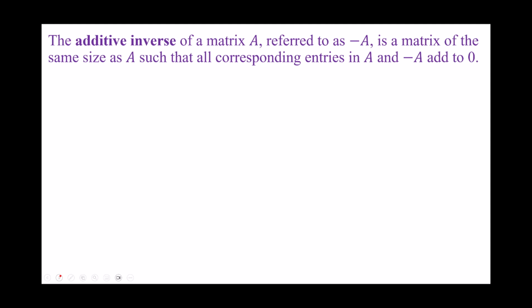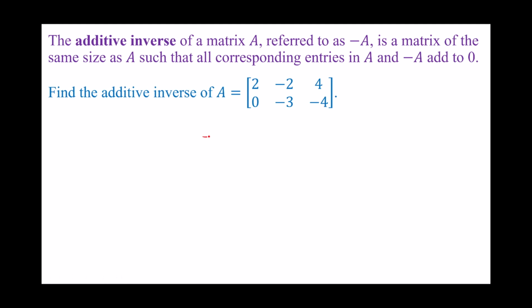The additive inverse of a matrix we can call -A, and it is the same size as A, but all of the corresponding entries are the opposite. So if I have two matrices and they are additive inverses, then if one entry, say row 1, column 1, is a 3 in one matrix, then in the other matrix, it would be a -3, just the opposite of each other. So let's find the additive inverse of this one. The additive inverse, or -A, we're going to change the sign of all the entries. So I have -2, 2, -4, 0, 3, 4. I just changed the sign of all the entries, and that's the additive inverse.